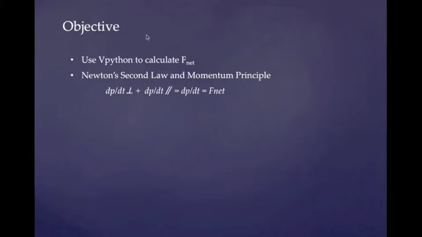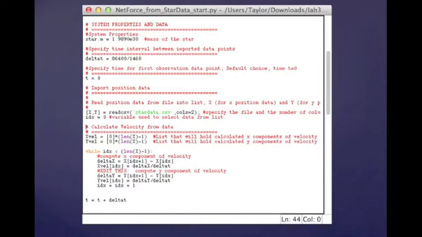In order to find the mass, we have an objective to first calculate the net force. To find the net force, we will utilize Newton's second law and the momentum principle. In this context, dp/dt perpendicular plus dp/dt parallel equals dp/dt, or F net. To calculate the net force, we will have to use calculus to determine other quantities like velocity, momentum, and the change in momentum.